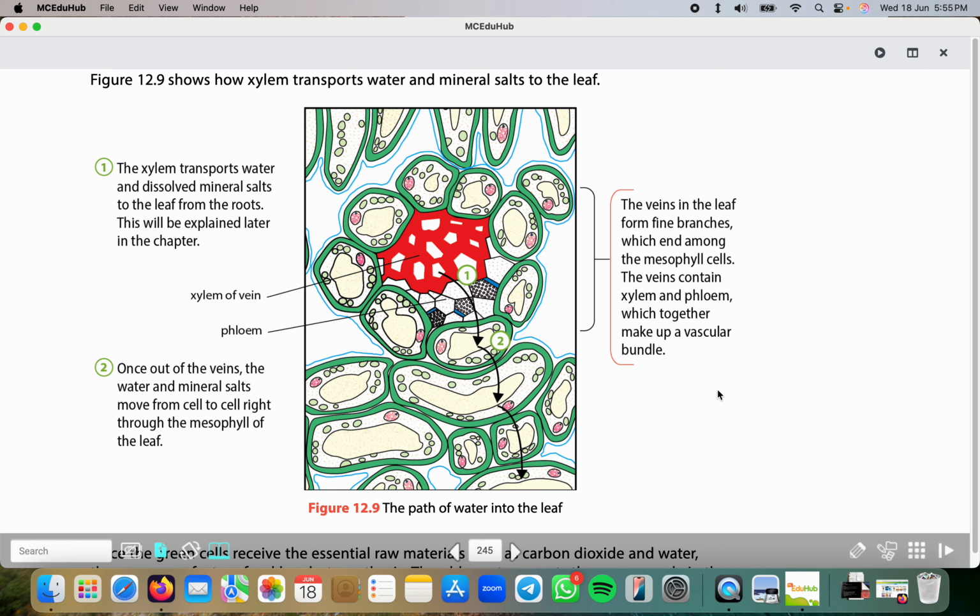Okay, so as we are talking about this, the veins in the leaf form fine branches which end amongst the mesophyll cells. These veins contain the xylem and the phloem. Together, they are called the vascular bundle.